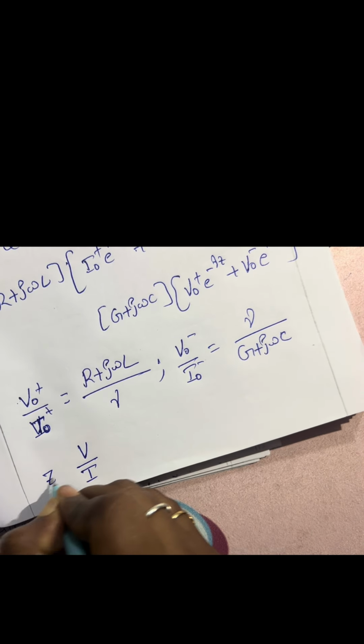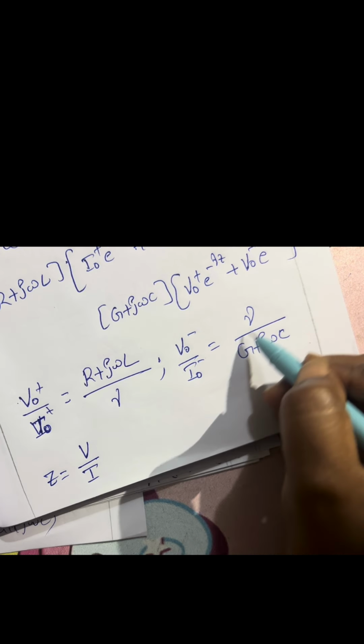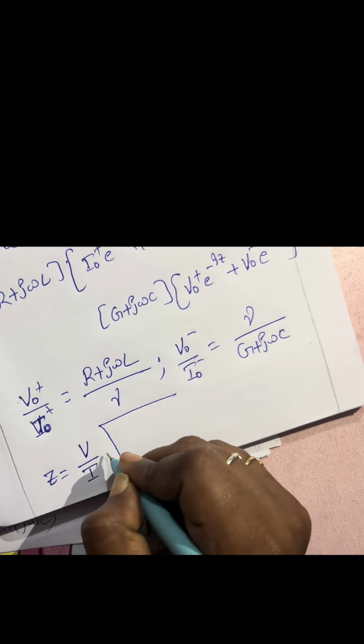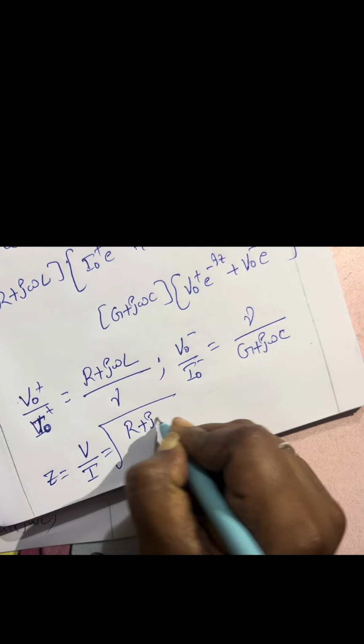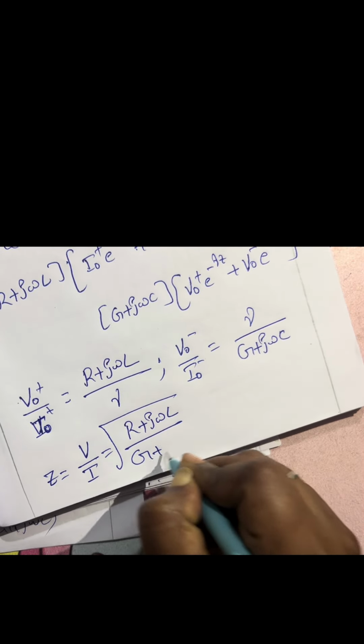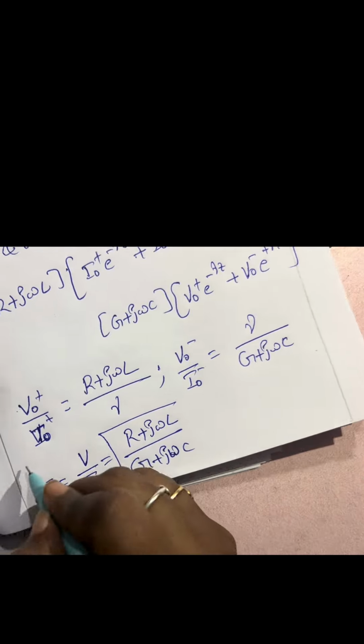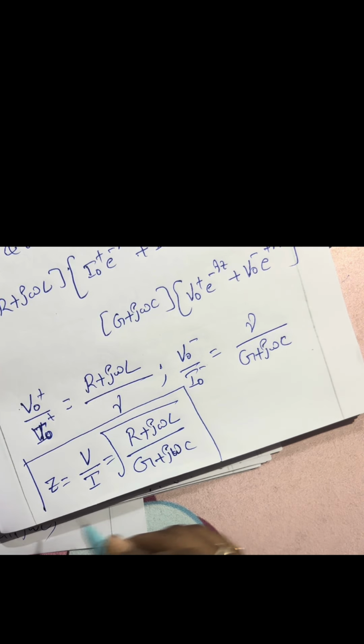Then what is the final equation of characteristic impedance? Z equals V by I, with gamma cancelled. Then Z equals root over R plus j omega L by G plus j omega C. It is the final equation of characteristic impedance.